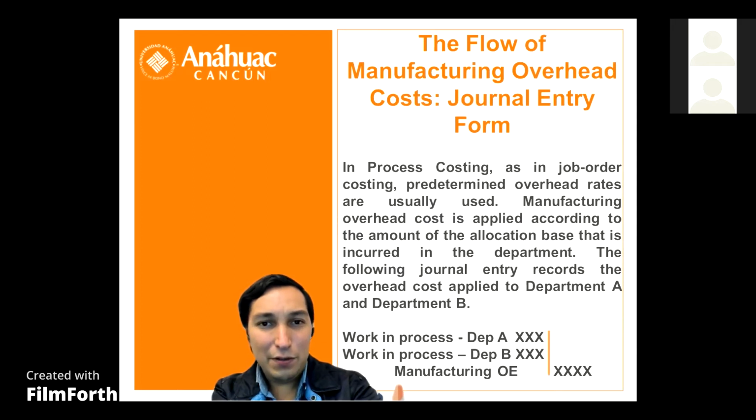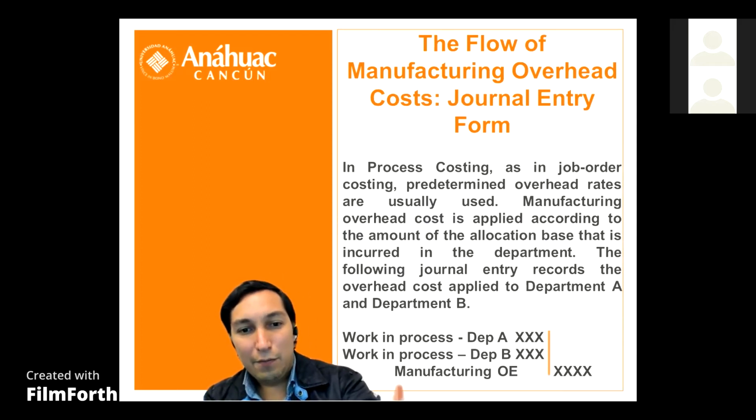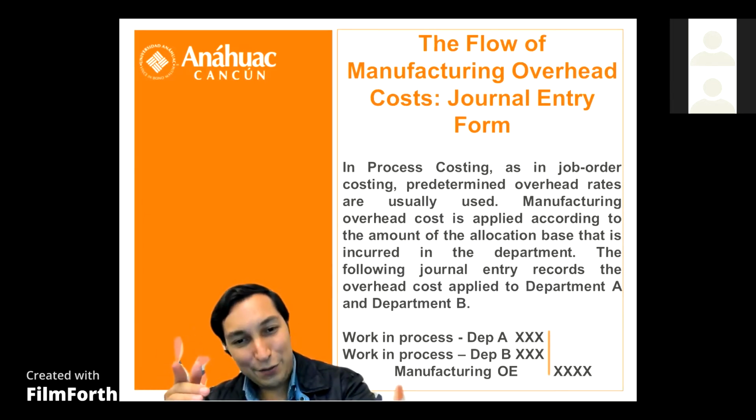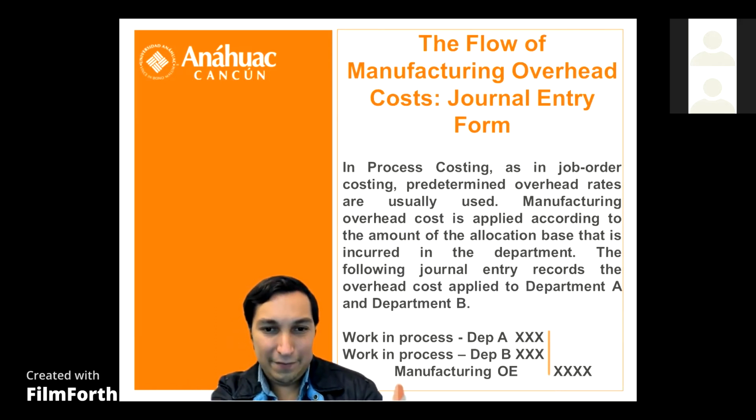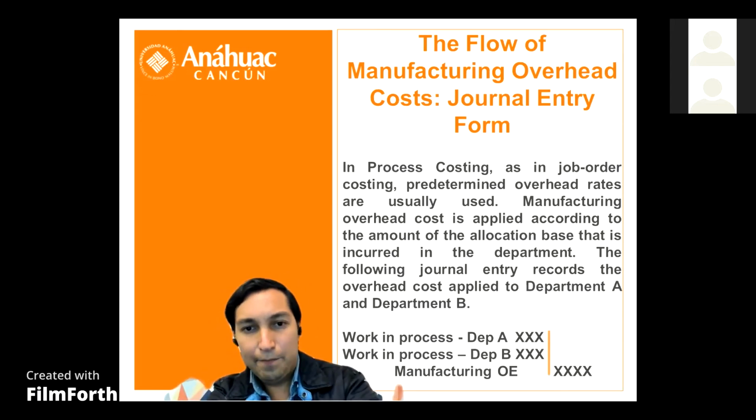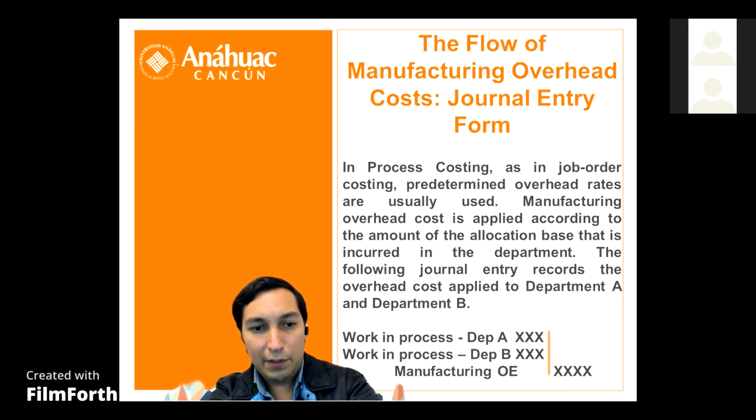So in process costing, as in job order costing, manufacturing overhead cost is applied according to the amount of the allocation base that is incurred in the department. So we will apply it the same way for Department A and Department B, and credit manufacturing overhead according to the allocation base incurred in the department.